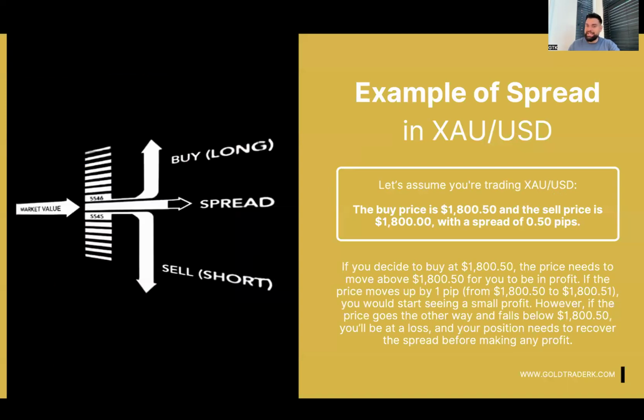Example of spread in XAUUSD. Let's assume you're trading gold. The buy price is $1,800.50 and sell price is 1,800 with a spread of 0.50 pips. If you decide to buy at $1,800.50, the price needs to be above $1,800.50 for you to gain the profit. If the price moves up by 1 pip, so from 1,850 to 1,860, you would start seeing the small profits. However, if the price goes the other way and falls below the mentioned zone, you will be at a loss and the position needs to recover the spread before making any profit.